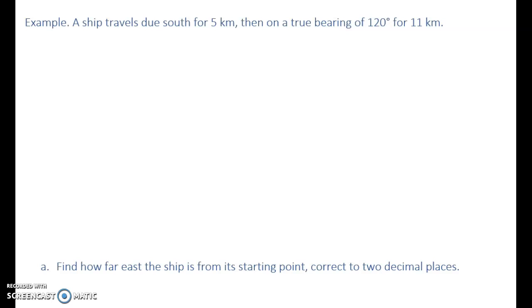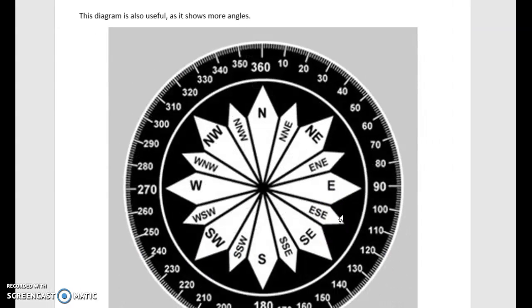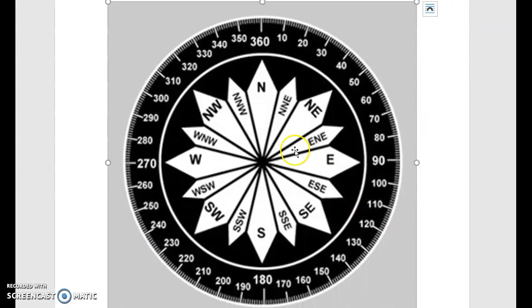All right, our first example is we have a ship traveling due south for 5 kilometers and then they change direction to go on a true bearing of 120 degrees for 11 kilometers. Now, we don't have anything to work out yet. We're just going to work on drawing it. To help you with spacing it, we'll go back to this diagram. Due south is obviously this direction, but then it changes to a direction of 120 degrees. So that's 120 degrees there. So the ship's basically going to go like this and then like that.